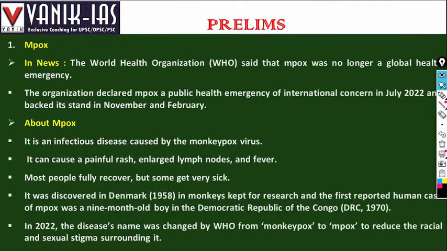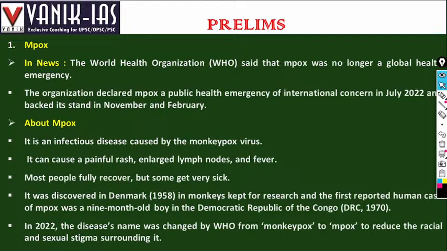Then mpox, monkeypox. The World Health Organization said that monkeypox was no longer a global health emergency. The organization declared monkeypox a public health emergency of international concern in July 2022 and backed its stand in November and February. About mpox: it is an infectious disease caused by the monkeypox virus. It can cause a painful rash, enlarged lymph nodes and fever. Most people fully recover, but some get very sick.